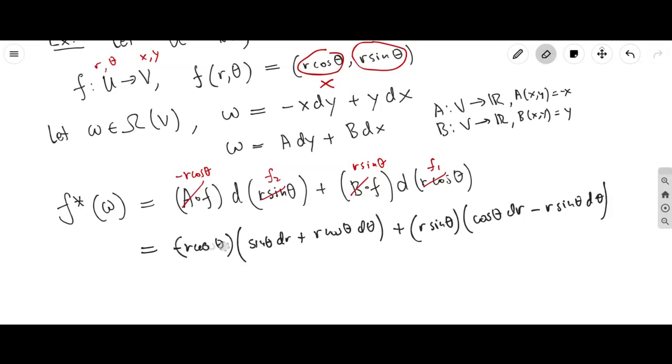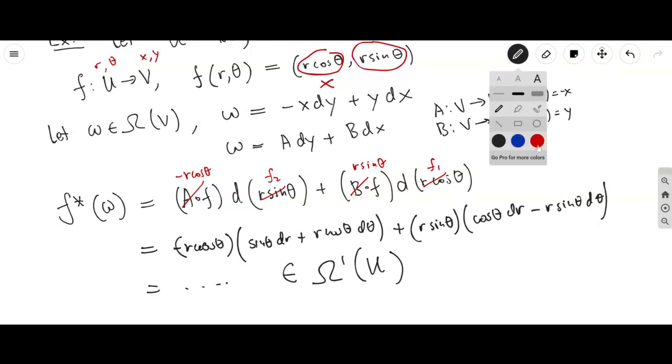And what you end up getting, when you actually multiply this out and simplify, is going to be an element. This is now a one form on U. It's the pullback. It takes you from the form over here to the form over there. So now that's a one form on U. And when you're writing forms on U, you're going to be using the symbolics dr and d theta. So this is just going to be something in terms of dr and d theta. And this is basically how the pullback operation works. It's basically just substitution.